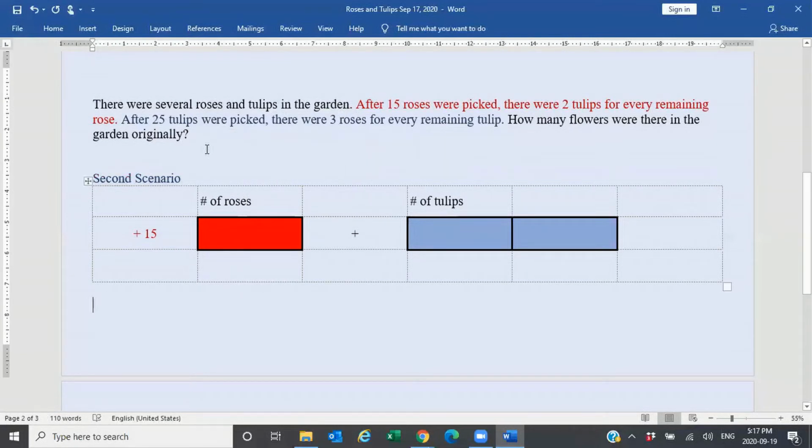It says, after 25 tulips were picked, there are 3 roses for every remaining tulip. Okay, so no roses were picked, so we cannot change the number of roses. But since the tulips were picked, we have to make this the 3 roses for every remaining tulip. And to do that, I will show you.